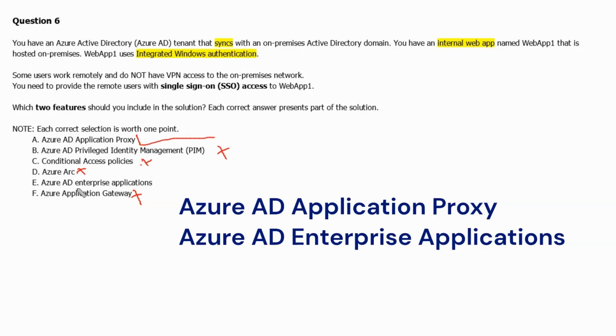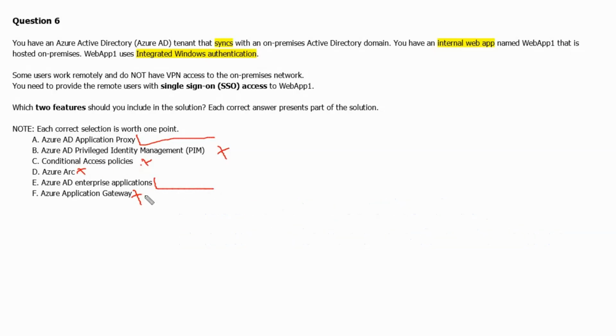Option E, Azure Active Directory Enterprise Applications. Azure Active Directory Enterprise Applications is the application identity within Azure Active Directory or Microsoft Entra ID. Therefore, this is required to identify the application. So option A and option E are the correct answers.